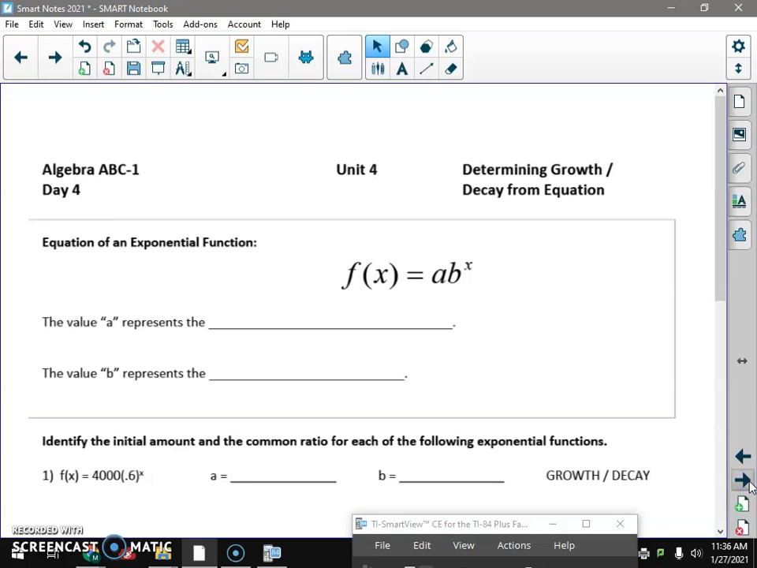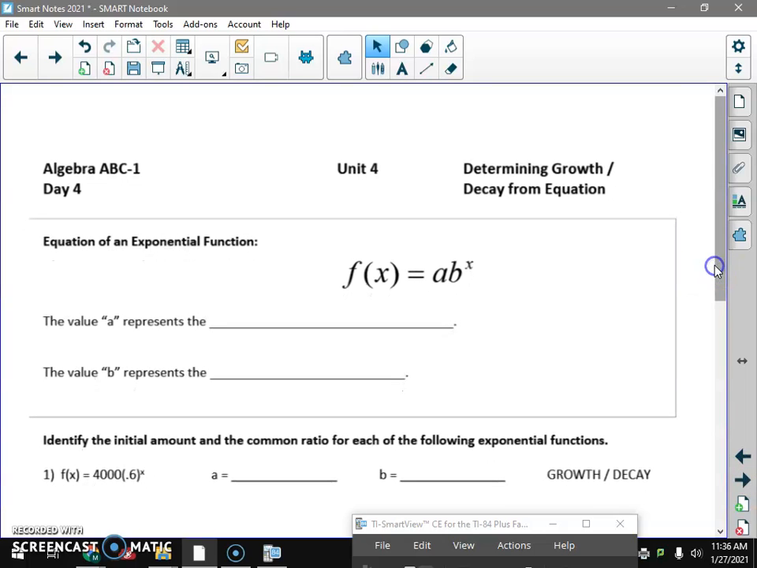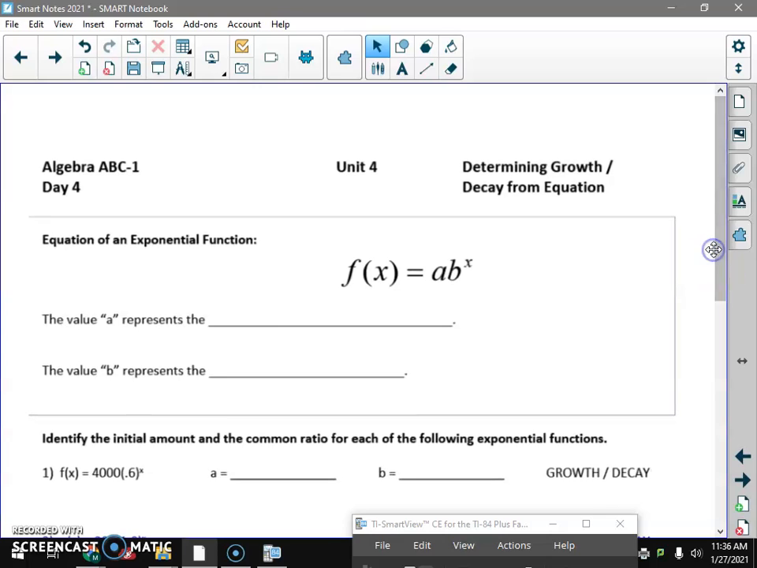So tomorrow, we're going to look at decaying, but we're going to make up some equations using those a and b values. So I hope that went well, guys.